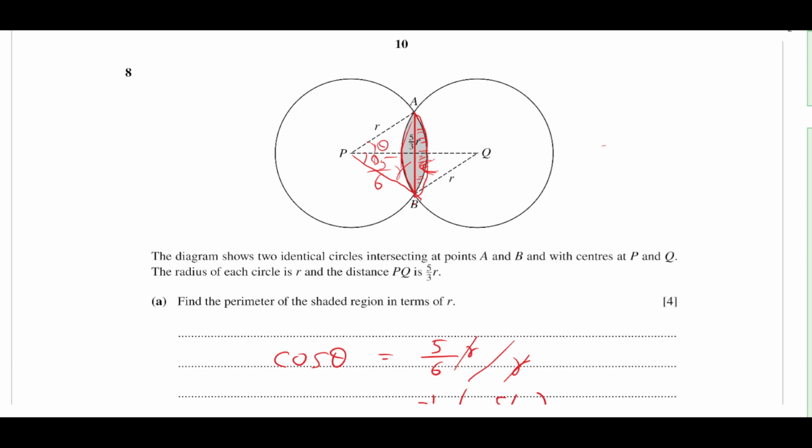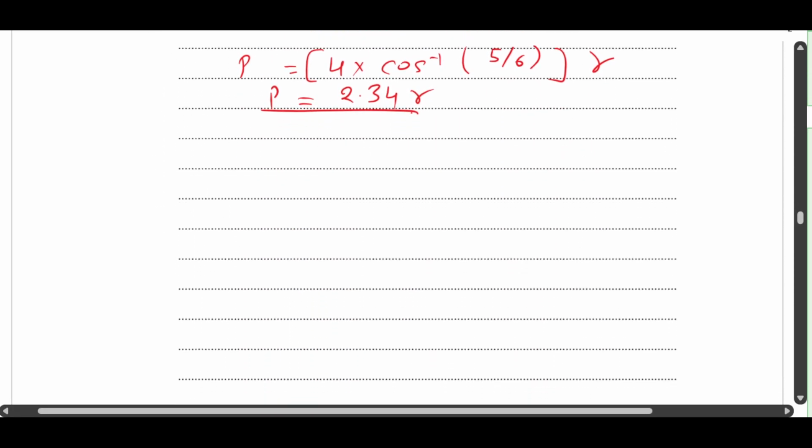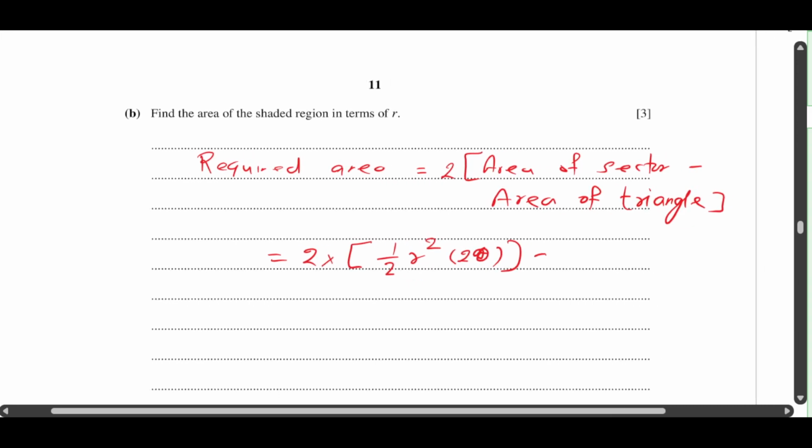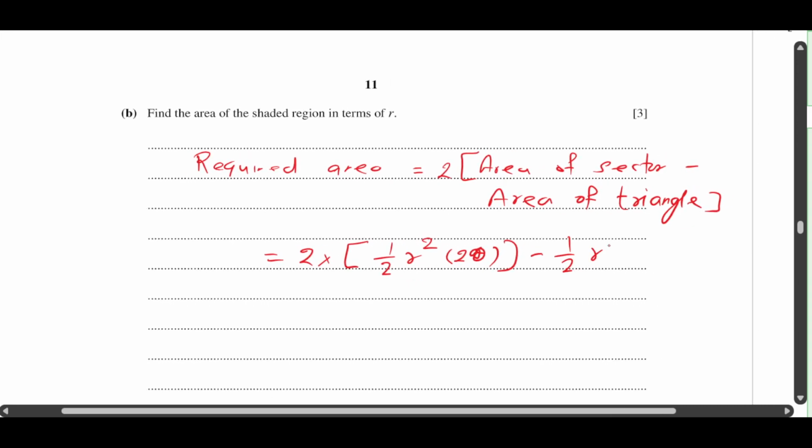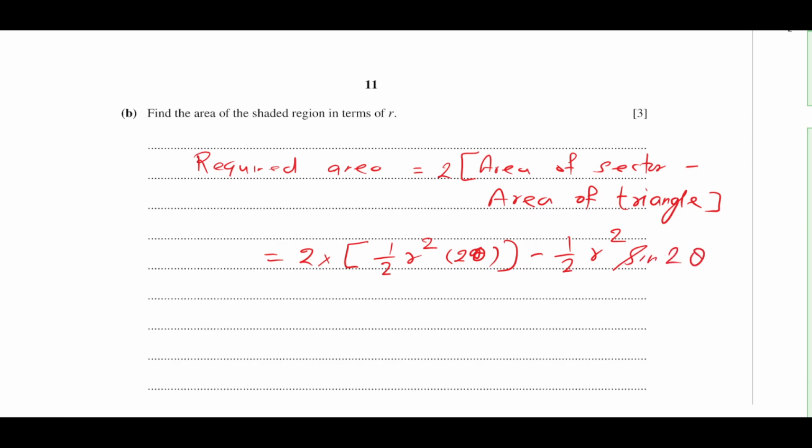I can say that this is base and height, or suppose I draw a height from this particular point like this. So here this is radius r and this height will be r sine 2 theta. So half area of triangle is what? Half into base r into height r sine 2 theta. So half r square sine 2 theta. It will be minus half r square sine 2 theta.